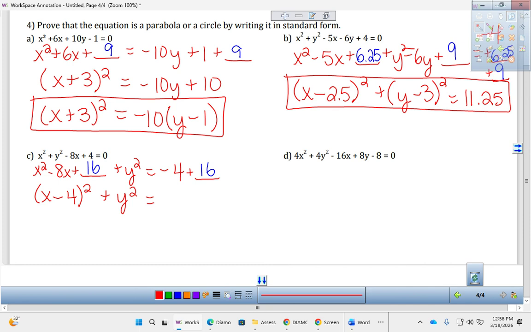And then over here, I've got 12. So the center of this circle is positive 4, 0, because y didn't shift. The radius of this circle is the square root of 12.